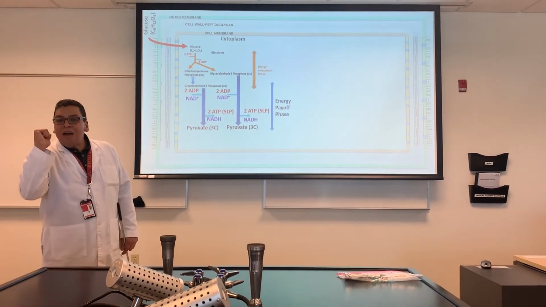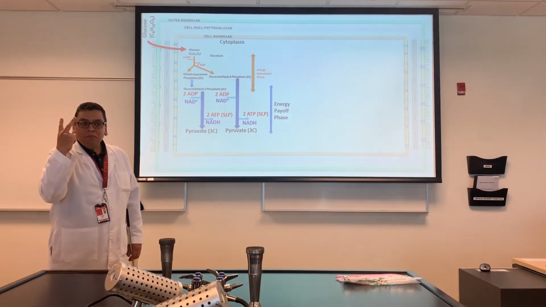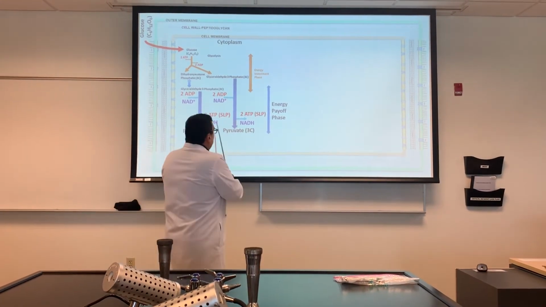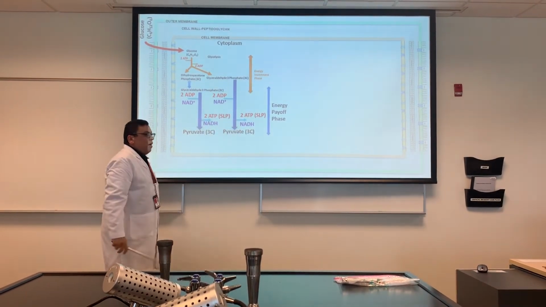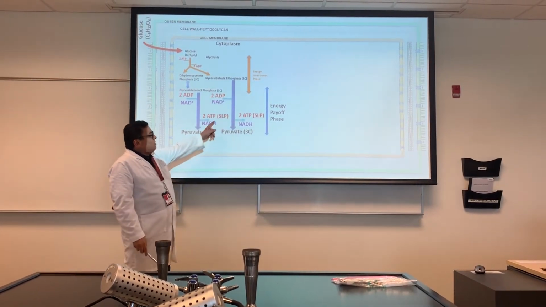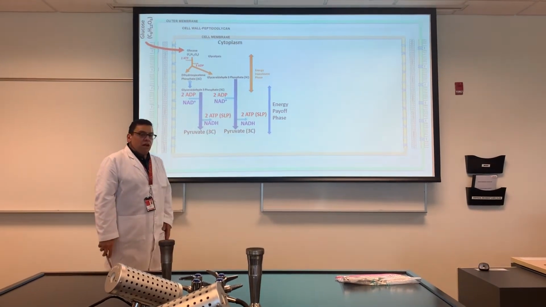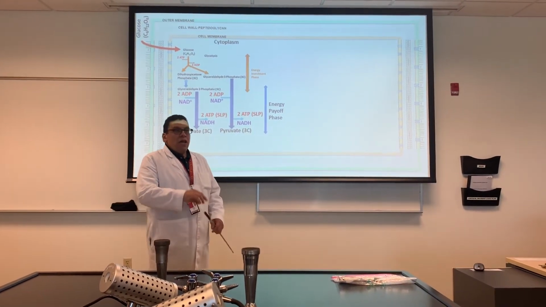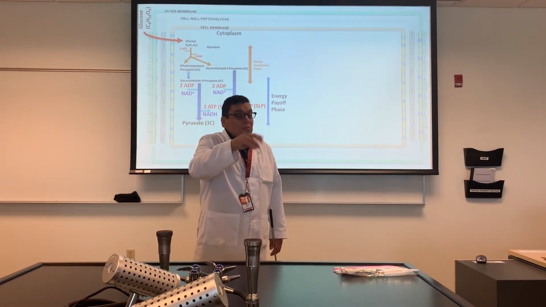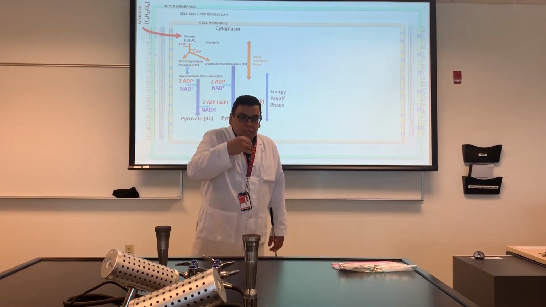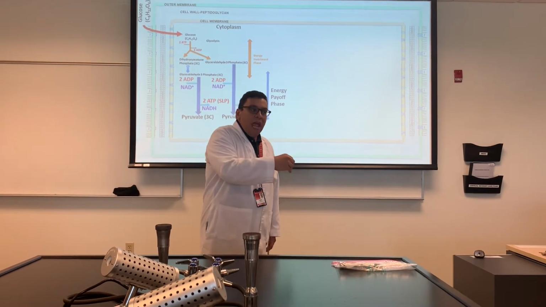So the net gain is how much? 2. 4 minus 2, you gained 2 ATPs. And how are these ATPs made? By substrate-level phosphorylation. I talked to you about what that is before, but I'll define it in words. It's simple: the simple transfer of a phosphate from a substrate to ADP.